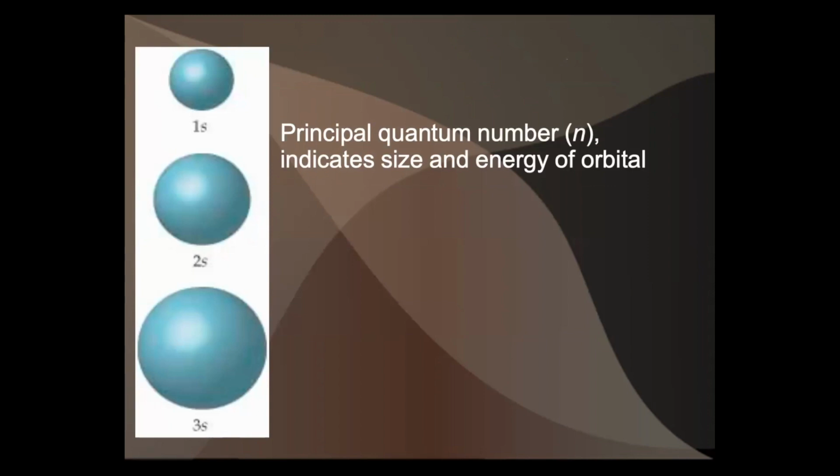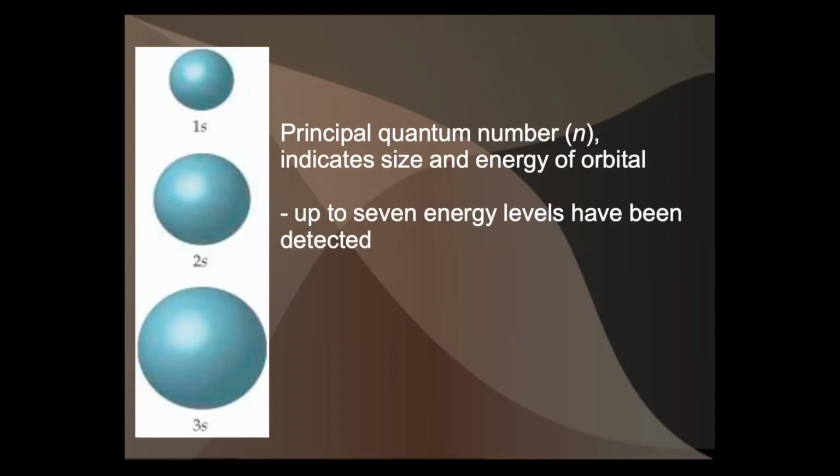So principal quantum numbers, we talked about this yesterday or Friday. Niels Bohr talked about this, that you have energy levels, that the energy level goes from 1 to 7. And that number indicates the size and energy of the orbital. So larger number, larger energy. So number 7 is the largest energy. Number 1 is the lowest energy state of an electron. So as we talked about, Niels Bohr discovered that there are 7 energy levels. He numbered them 1 to 7.